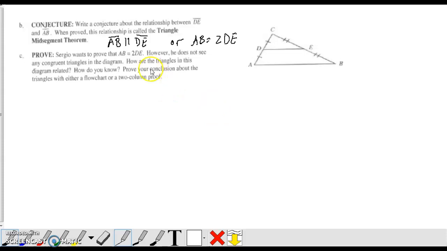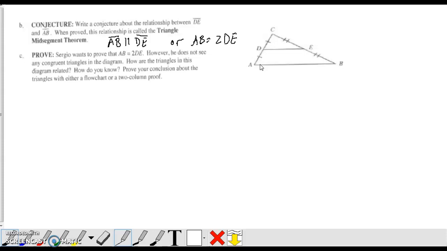So Sergio wants to prove that AB is double what DE is. However, he does not see any congruent triangles in this diagram. So we want to know, how are the triangles in his diagram related? How do you know? Prove your conclusion with triangles with either a flowchart or 2-column proof.